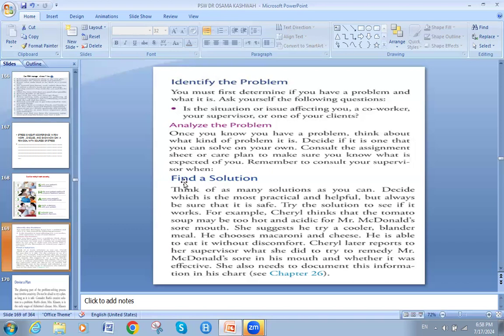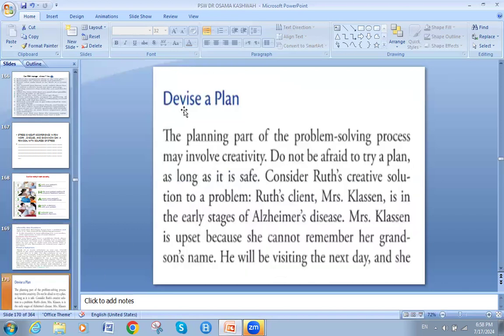Third thing, find a solution. To find a solution means try to find out whether one of these alternatives is the one that works or not. Then after this, implement it. Implementing means I will devise a plan. I will put the implementation here right now and say to myself that, yes, because I walked in the sun, I will not walk in the sun today.